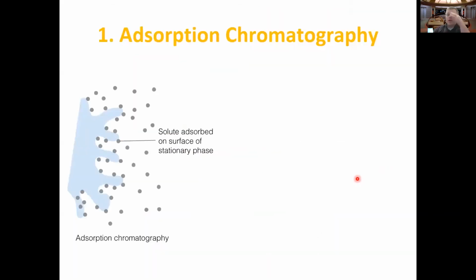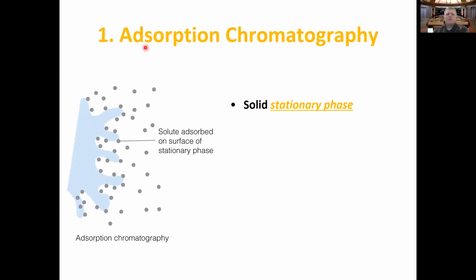We will start with adsorption chromatography. In adsorption chromatography, the stationary phase is a solid, and your analyte will come through and adsorb to the surface. Adsorb here is spelled with a D. It's not absorb, which is spelled with a B. Adsorb with a D is when things just stick to the surface but don't penetrate the surface. Absorption is when things penetrate the surface and go into the interior.